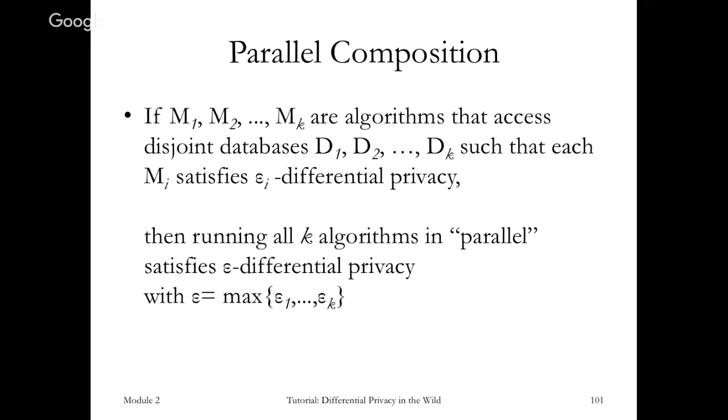The idea behind parallel composition is the following. Again, I have k algorithms, but this time I'm going to run them on k disjoint data sets. So I take my original data set and let's say I partition it by nationality, so I have a different data set for each possible nationality. If I run all k of these algorithms in parallel, each one on a different subset of the data, then the overall differential privacy guarantee is actually the maximum of these k epsilons. This means that the privacy loss is quite a bit lower than with the simple sequential composition.